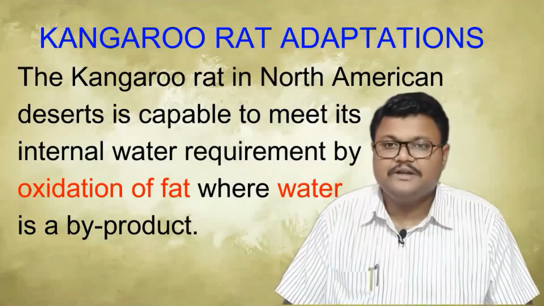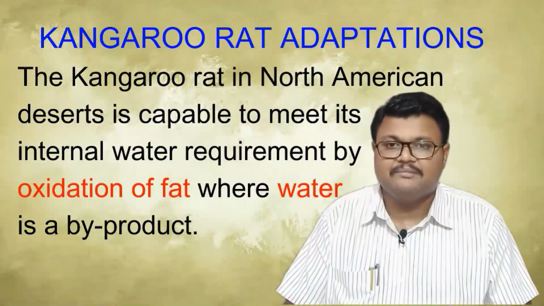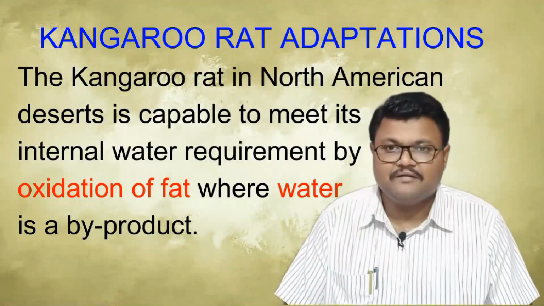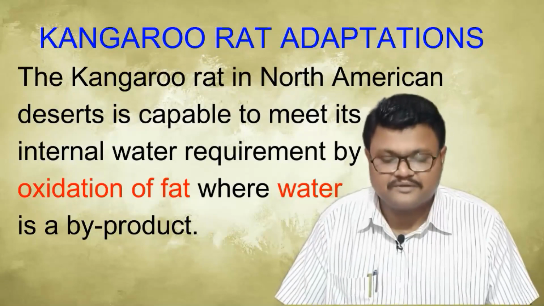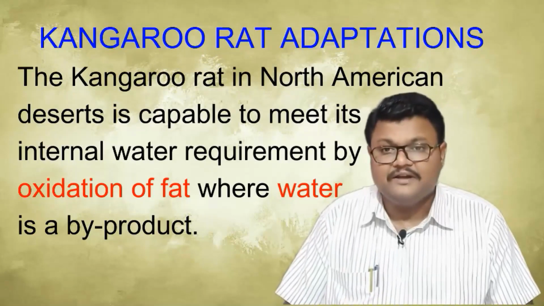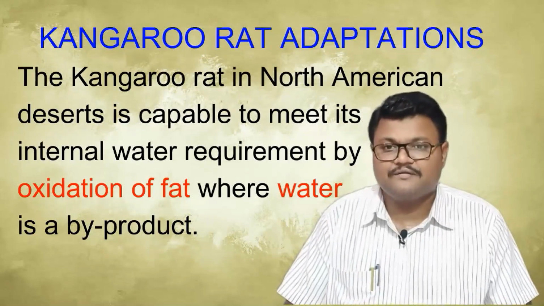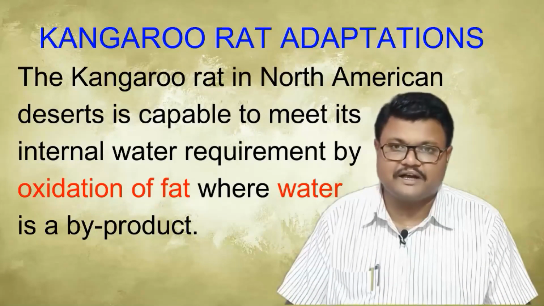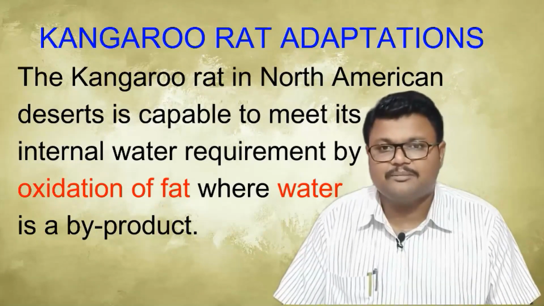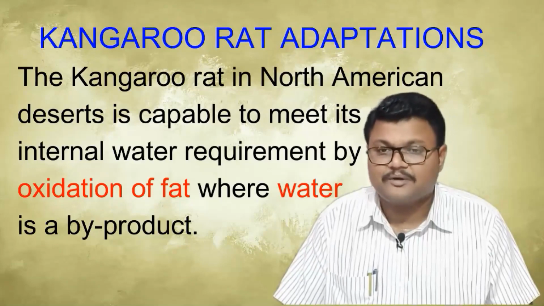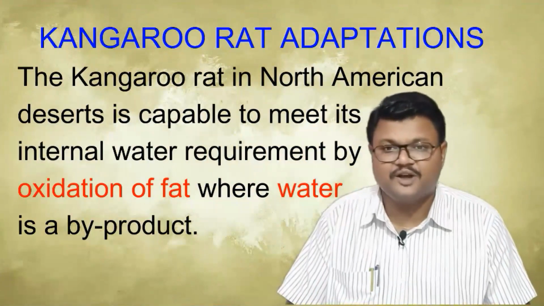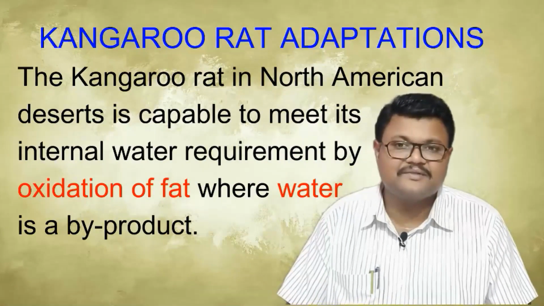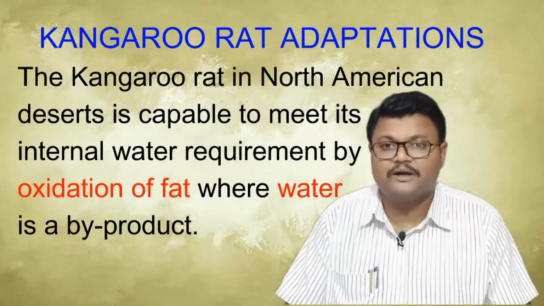Now whatever energy it is getting by the intake of fatty substances, it is oxidizing those fat substances, and when the oxidation of fat occurs inside the body of that kangaroo rat, there should be a byproduct, right? And this byproduct is water. And this is how a kangaroo rat in the northern deserts meets its requirement of water.